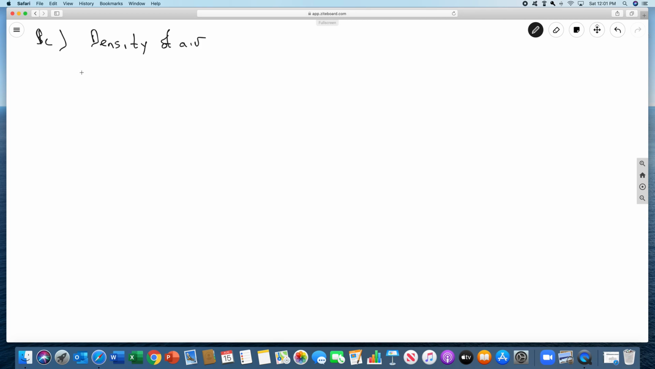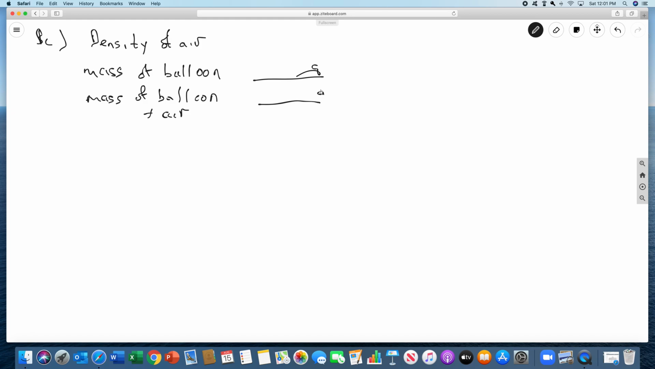And what we've given you is the mass of a balloon, right? And then we have a balloon plus air. Air is really hard to weigh because you have to weigh a container, but a container is never really empty. Balloon plus air, sorry. And then, of course, you can get the mass of air.